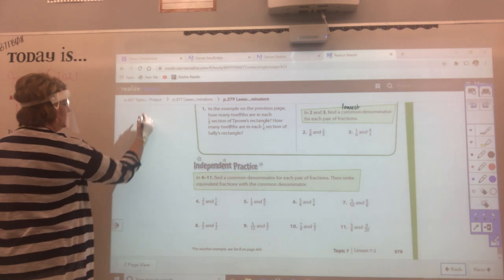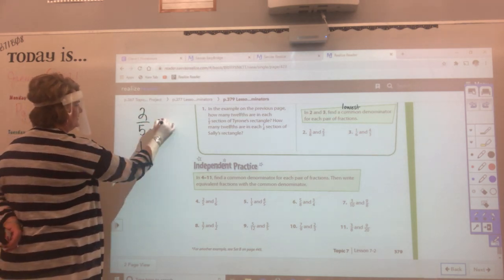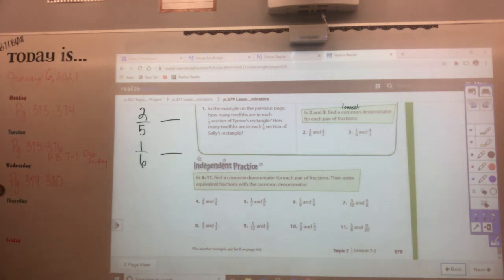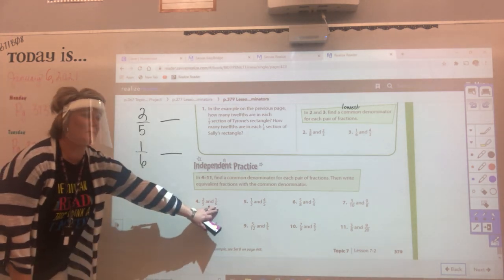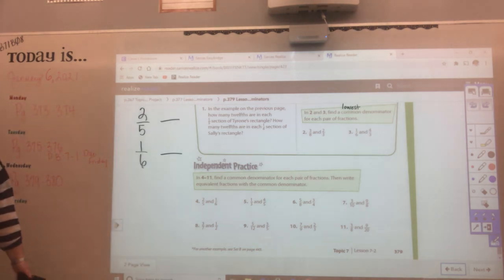Number 4, 2/5 and 1/6. Come on, faster, faster, faster. We got lots of stuff to do. And I literally got it right off here. Hey look, Xander, you got it on your paper. We're on number 4. That's exactly what I did.